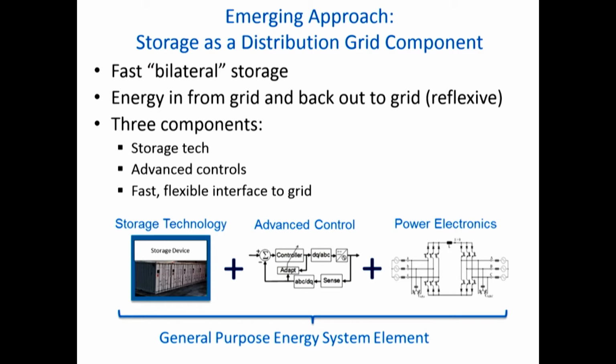So what does this mean to treat it as a distribution grid component? Well, typically what it means is that we would want fast, what we call bilateral storage. If you think back to those 7 key properties, the bilateral storage part means energy goes in and out, so this is reflexive. Fast means it's quick in either direction. So that means kind of 3 parts to it. Some form of storage technology, and we're not specific about the nature of that technology. There are several that can apply here. Advanced control mechanisms to make it do all the things you want to do, and a very flexible interface. So there's sort of 3 parts to that matter when you think about it in this particular form.